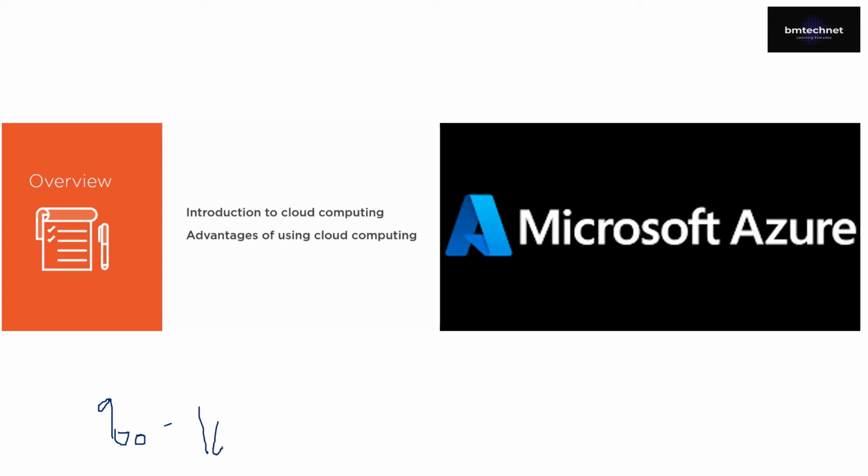Then after that there is 104, which is an administrative-level certification. Then there are two certifications, 303 and 304. Those certifications are at the architectural level. So it has different levels of certifications which you can clear, it's your choice.